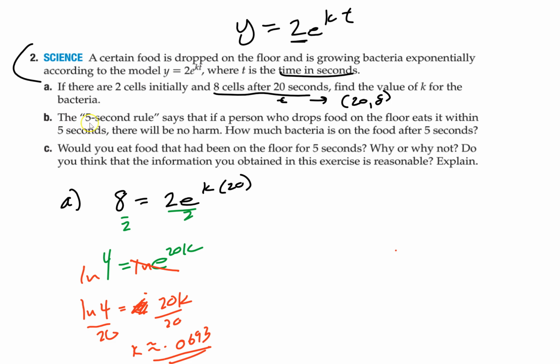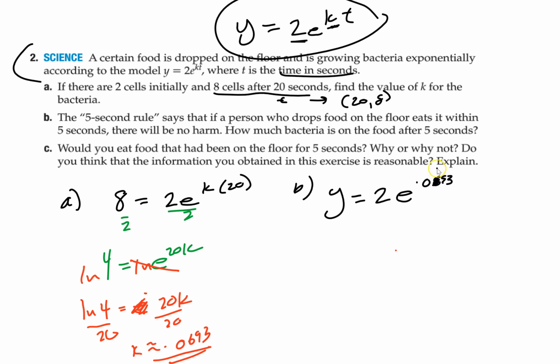So B here says the 5-second rule, we all know about that, says if a person who drops food on the floor eats it within 5 seconds, there should be no harm. How much bacteria is on the food after 5 seconds? Let's figure it out. We have our equation now. This is what they start off with, but now I know what k is. So my equation is y equals 2e to the 0.0693t. So that's my k. Now let's plug in 5 seconds. So y equals 2e to the 0.0693 times 5.